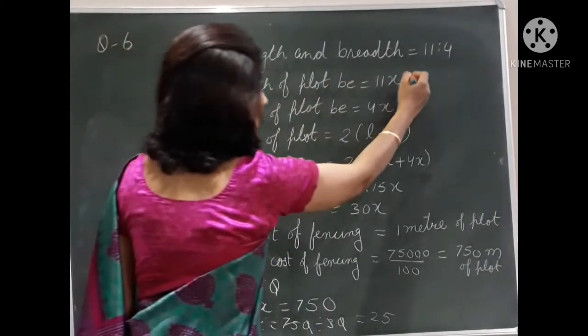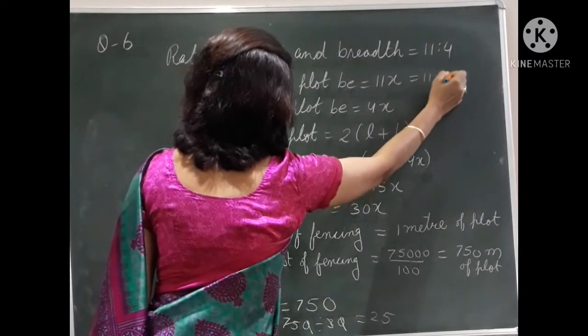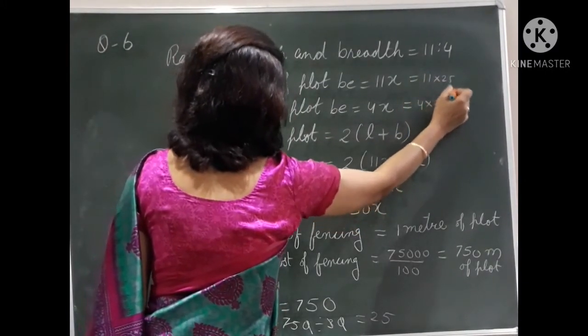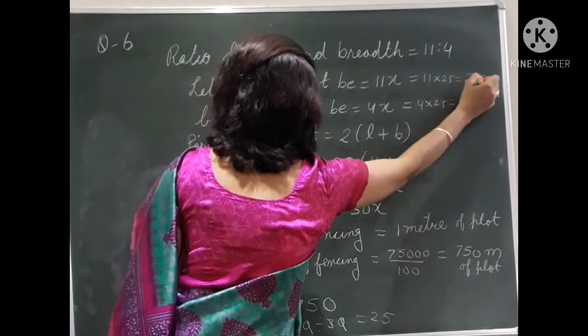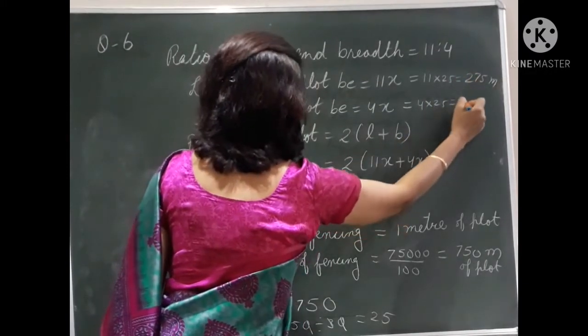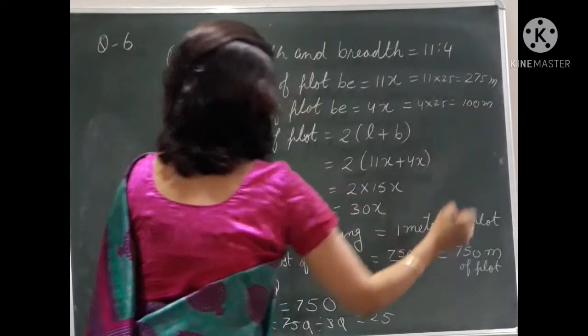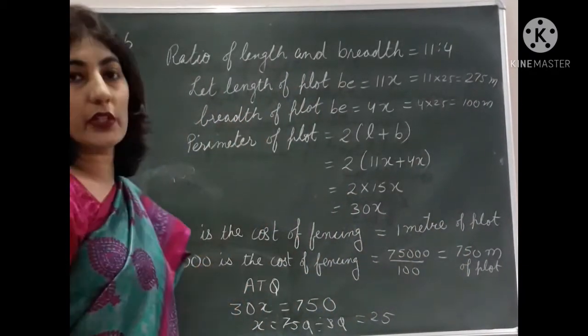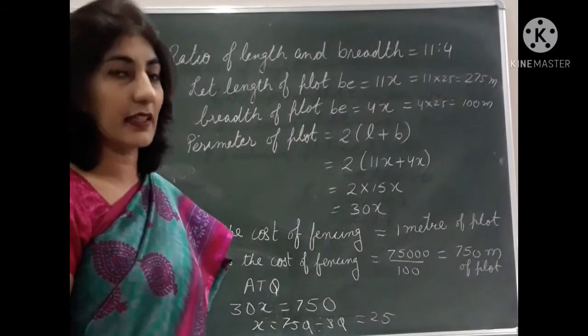So what is the length of the plot? 11 into 25. And what is the breadth of the plot? 4 into 25. 11 into 25 is 275 meters and 4 into 25 is 100 meters. They have asked what are the dimensions of the plot. So the dimensions of the plot are 275 meters and 100 meters.